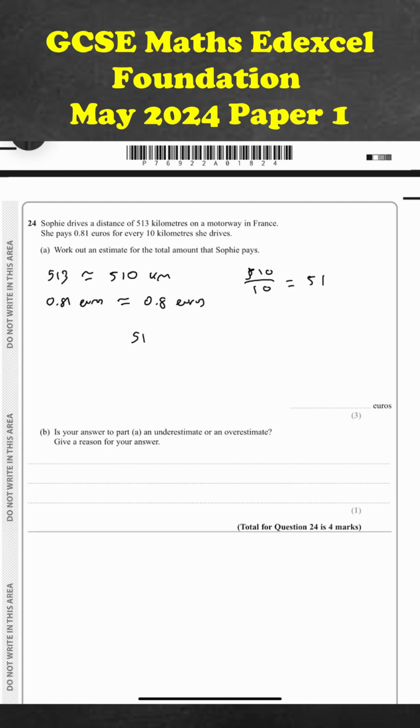So we need to do 51 times 0.8 to get an estimate. I'm going to say that's approximately 50 times 0.8, which is going to be 40 euros approximately.